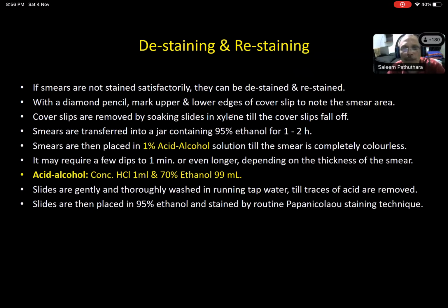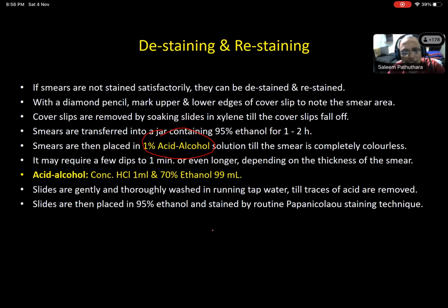Now if there is any problem in the stained slide, we can destain it, and this can be done using 1% acid alcohol. This is prepared with concentrated HCl 1 ml and 99 ml of 70% ethanol. After removing the cover slip by keeping the slide in xylene for some time, the xylene will enhance the removal of the cover slip, and also dissolve the excess DPX or the mountant. After that, wash the slide in 100% alcohol. Then put it in acid alcohol solution. We can keep it in acid alcohol for 30 seconds up to 1 minute.